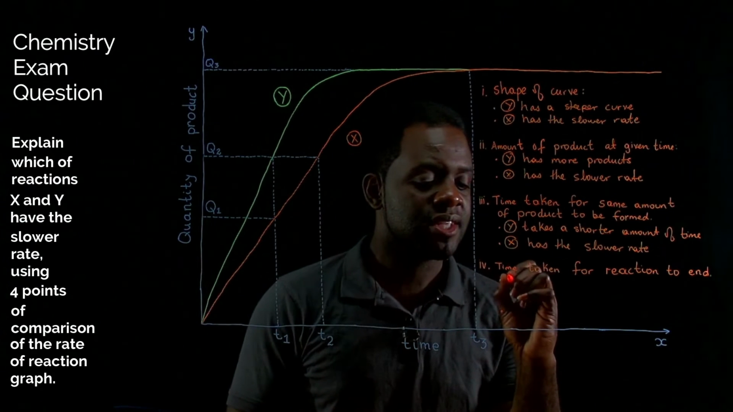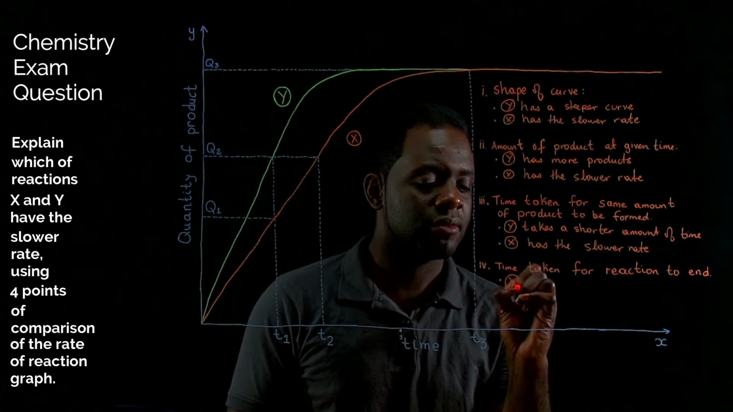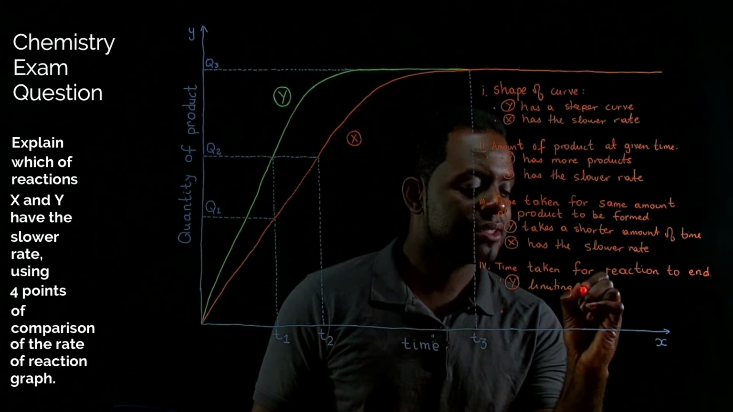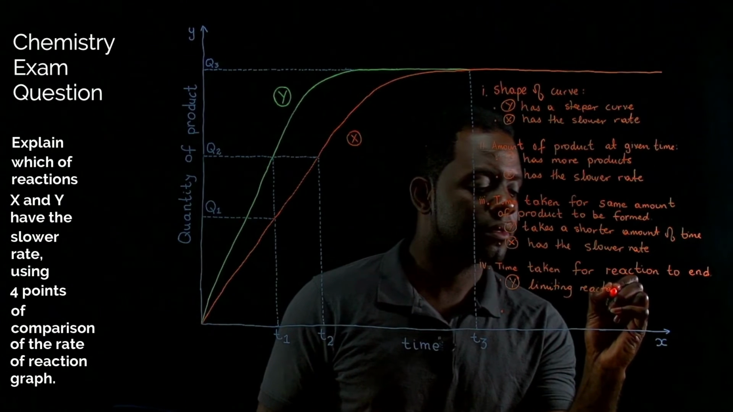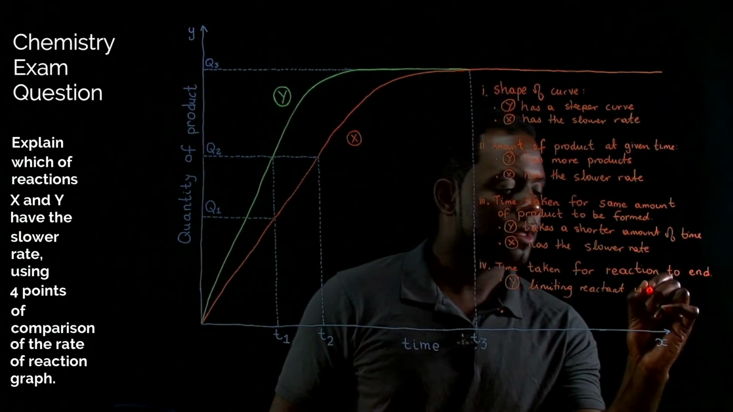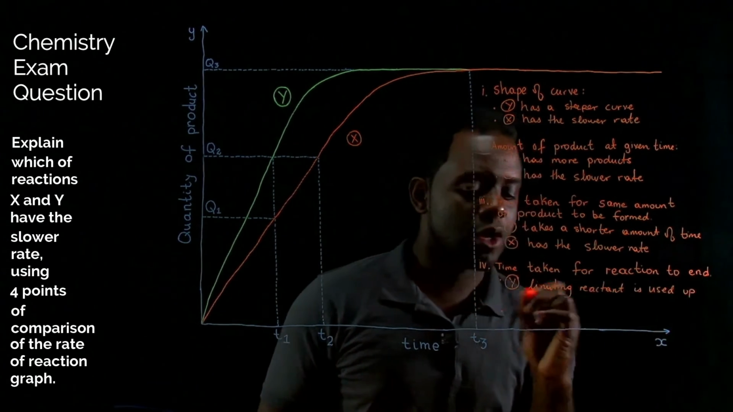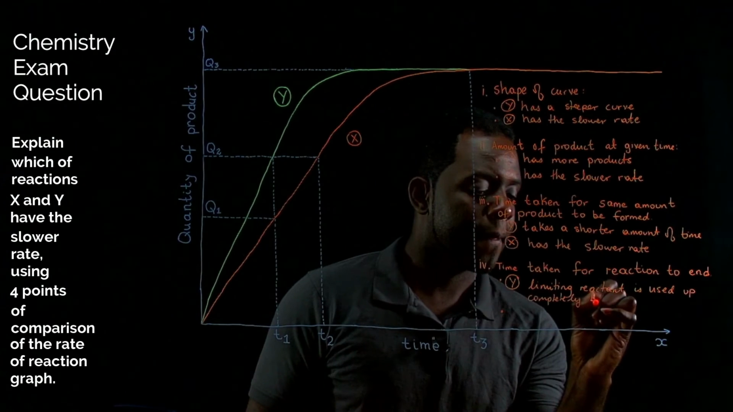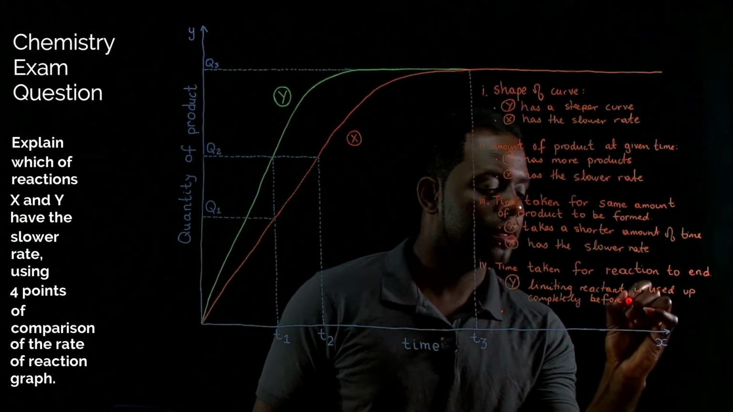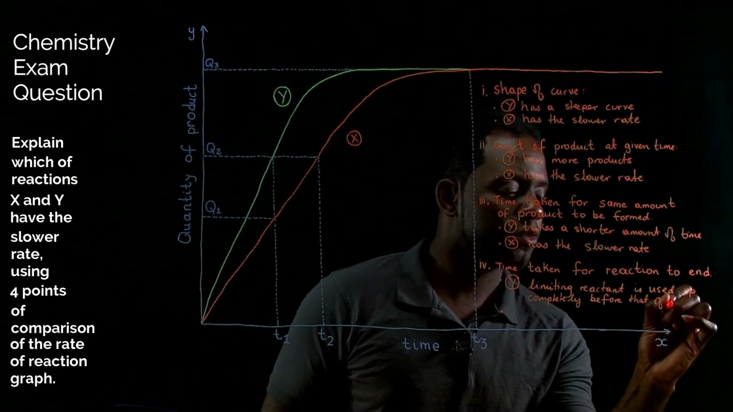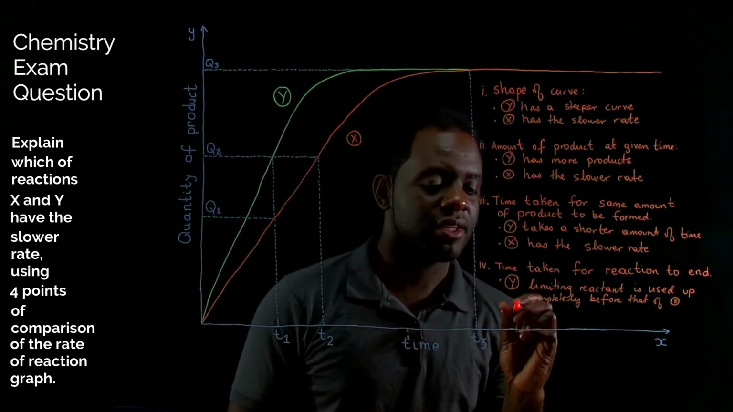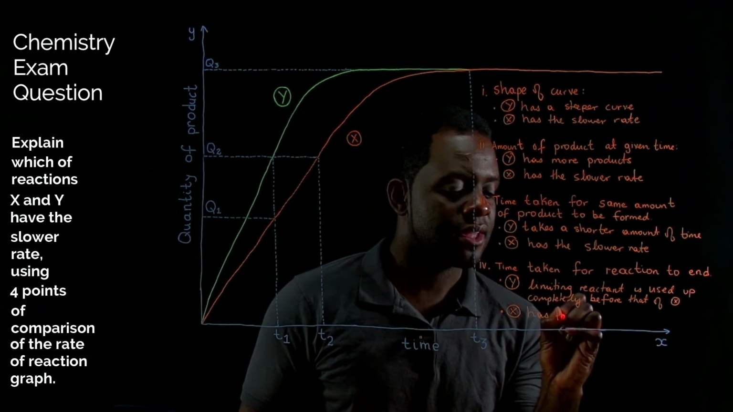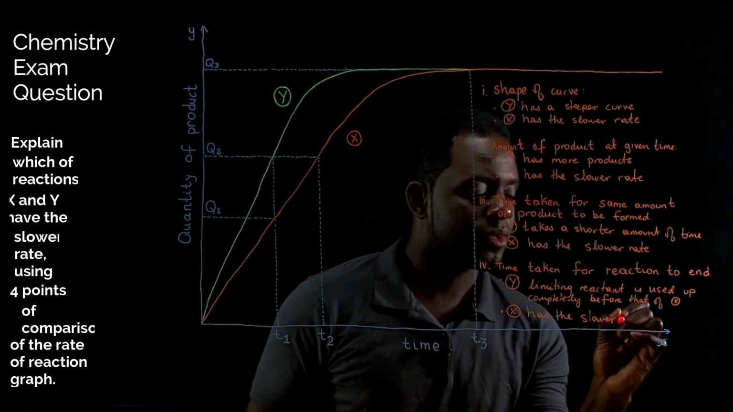So, since in reaction Y, the limiting reactant is used up completely before that of reaction X, then we can conclude that X has the slower rate.